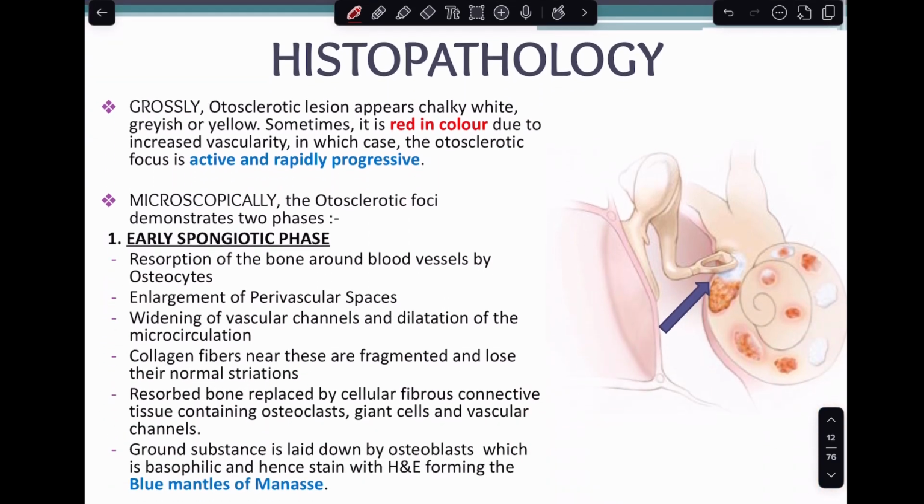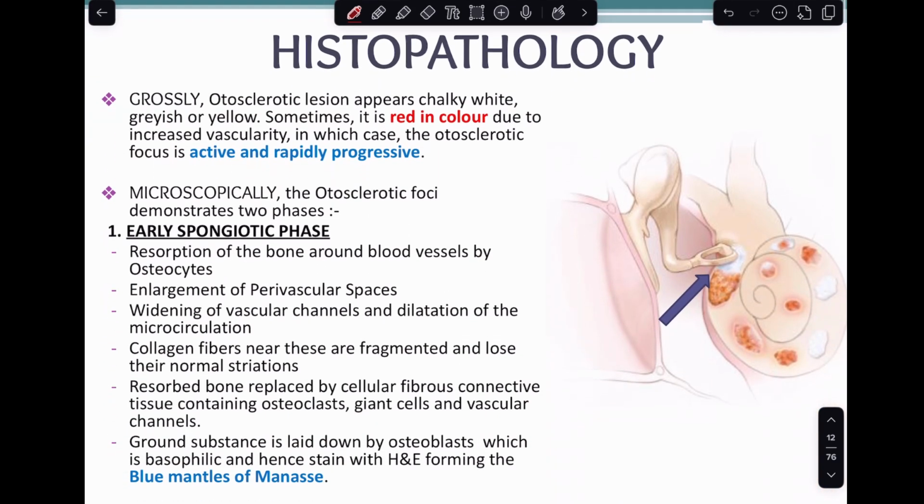Next, let's talk about these lesions that we have been discussing, the otosclerotic lesions. If you look at the histology of it, what will we see? Coming to the gross pathology of it, the otosclerotic lesions usually appear chalky white, grayish, or yellow in color. Sometimes it may even be red in color because of its increased vascularity, where we talked about the Schwartz sign, which is seen because of increased vascularity.